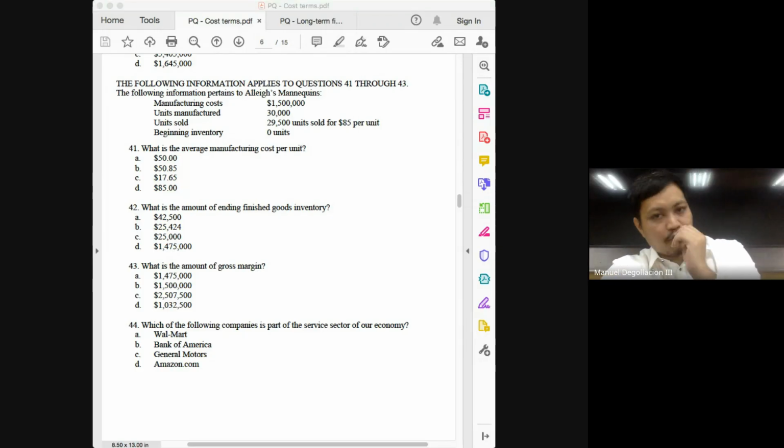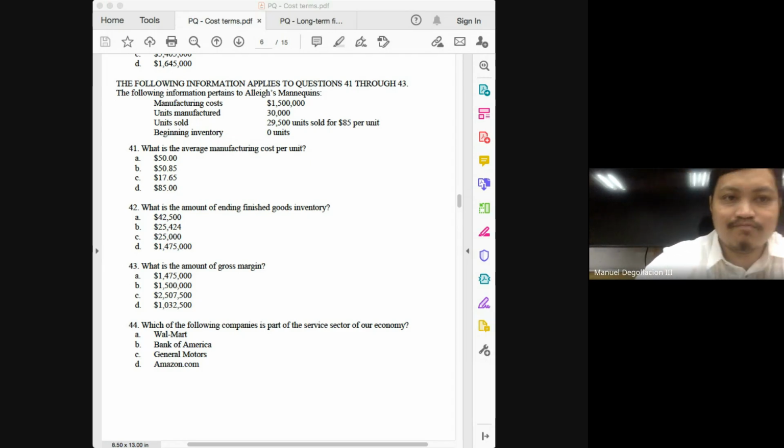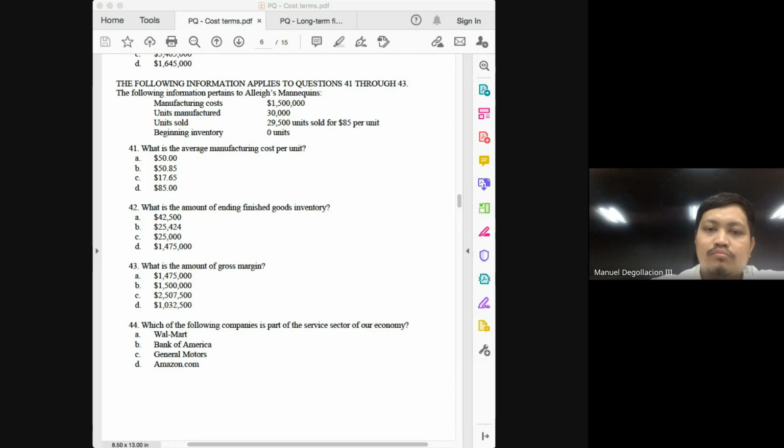We start with number 41. So for number 41, class, the question is, what is the average manufacturing cost per unit? Basically what you should do here is get the total manufacturing cost and divide it by the total number of units produced or units manufactured.